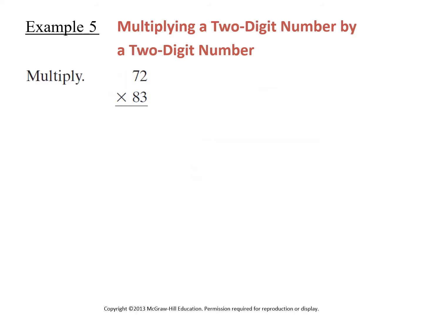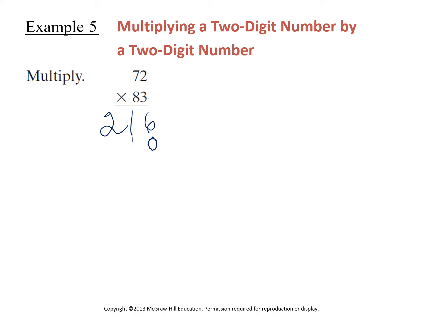When I multiply a 2-digit by 2-digit number, first I multiply by the 3, 3 times 2 and 3 times 7, and I start my product underneath the 3. So 3 times 2 is 6, and 3 times 7 is 21. Now I'm going to multiply by the 8. I'm going to start my product under the 8, so I can put a 0 to hold this place here. I do 8 times 2 and then 8 times 7.